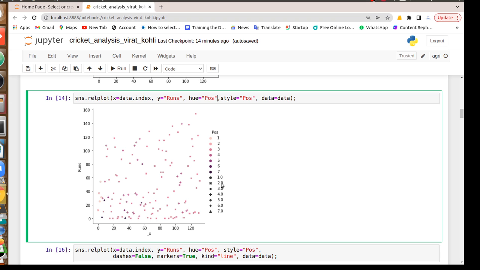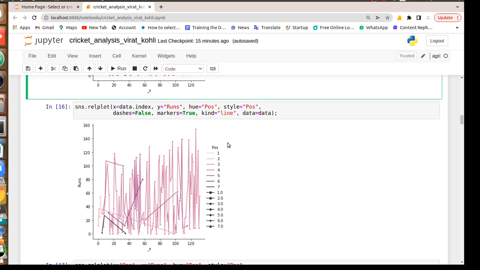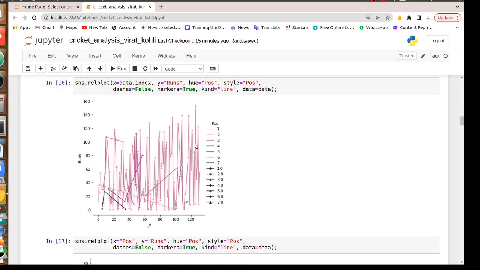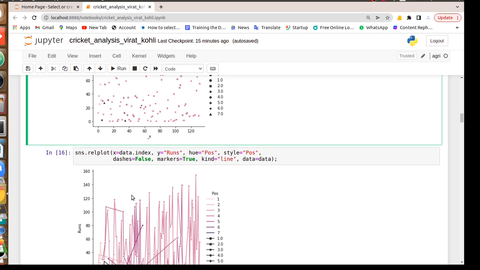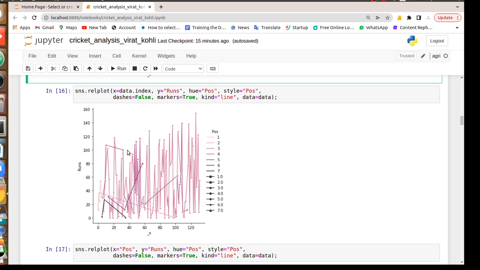But when he comes at number 3 and number 4, he got more runs. You can see here it goes more than 80 and 100 when it is 3, 4. The same thing again I do using the same relational plot, but using a line kind of plot which gives us a clear vision, as the points above are hard to visualize properly. Here we can visualize 3 and 4 are very high, like the plus symbols.